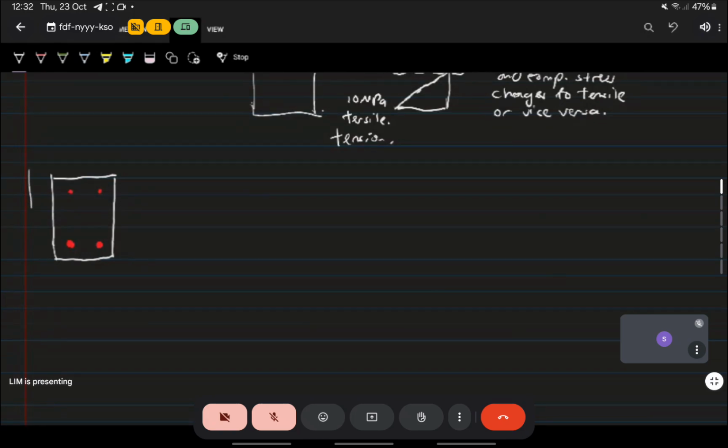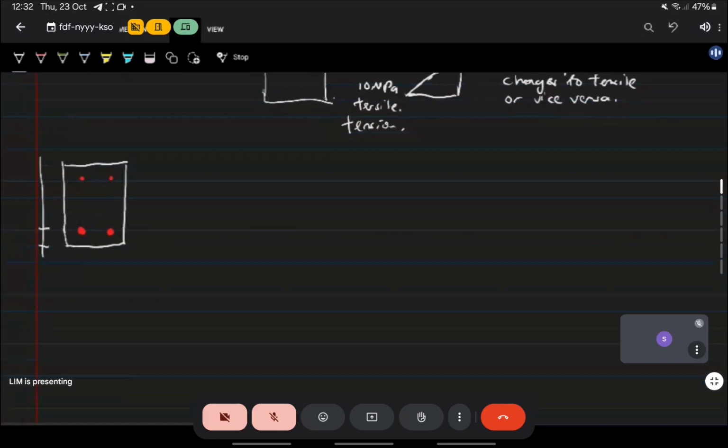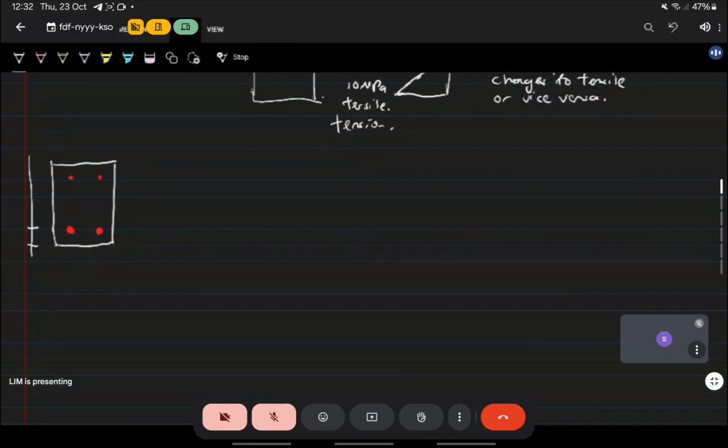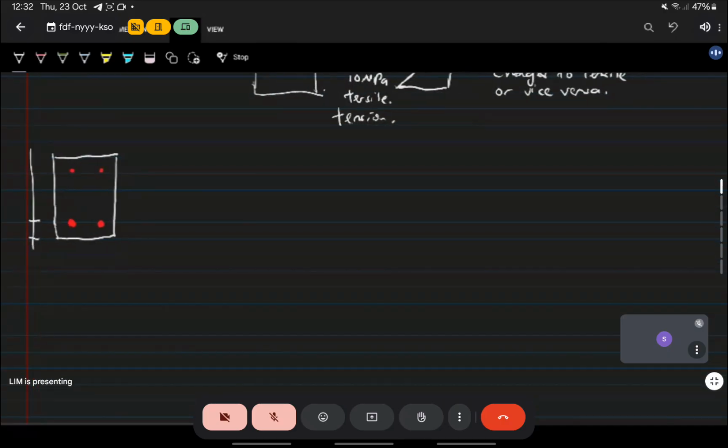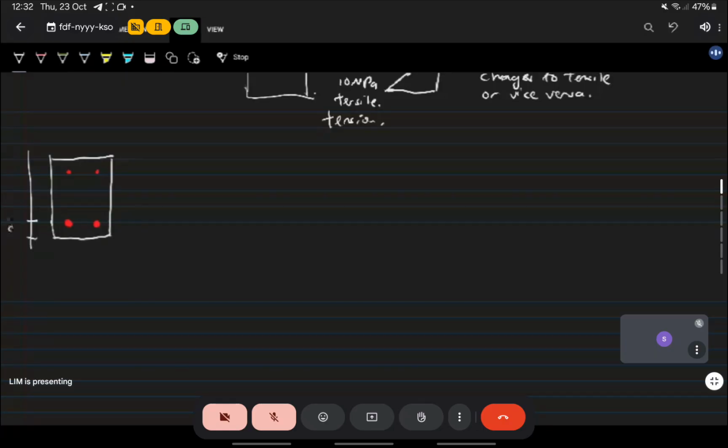Now, from the reinforcement to the bottom, we call it the cover. I think I taught you how to calculate the cover. Towards the end of last week, I went through it with you. It's C min plus 10 millimeter, C min plus delta C. You remember? So that is the cover to protect reinforcement from corrosion, basically.